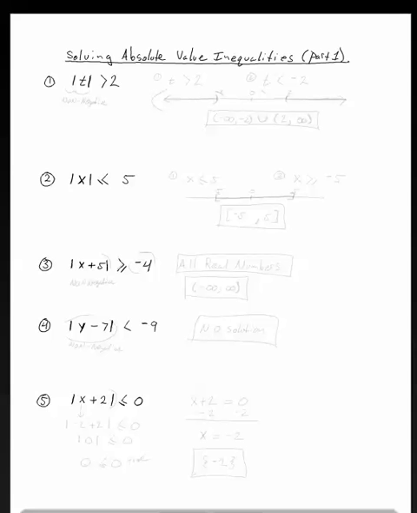Solving absolute value inequalities, part 1. So we're going to solve these by definition. To solve these by definition, the first thing we have to do is make sure that the absolute value is isolated. In example 1, we have the absolute value of t, and it's all by itself on one side of the inequality. Now we need to check to make sure that it'll have solutions.